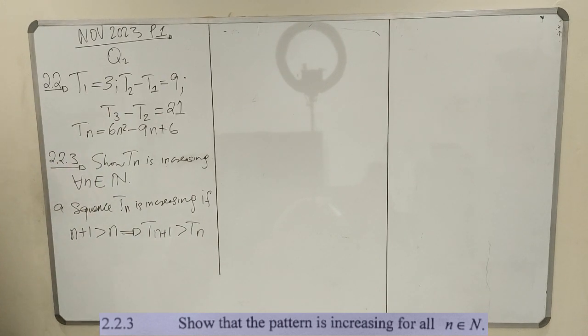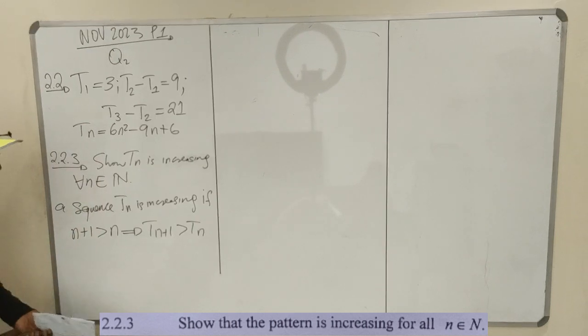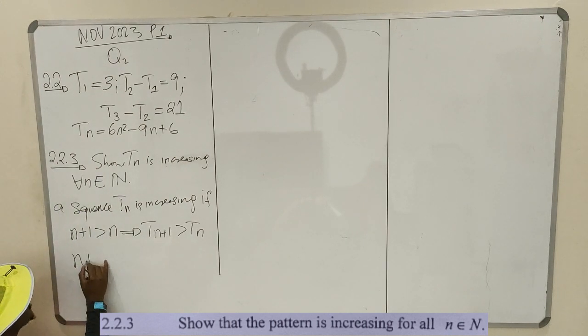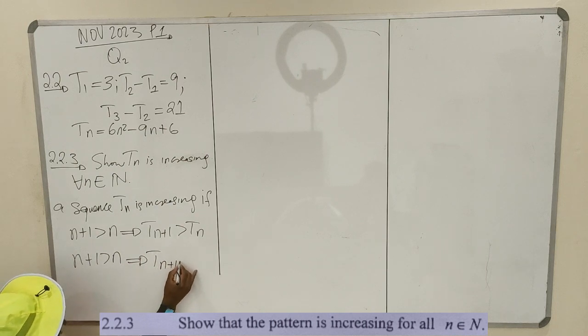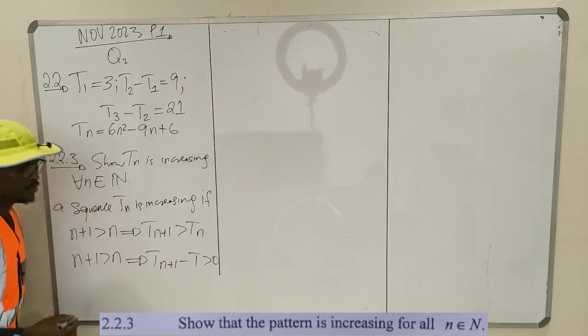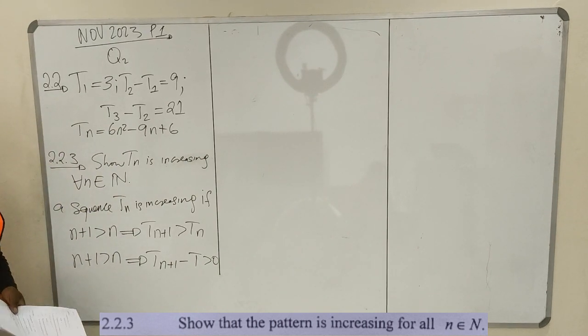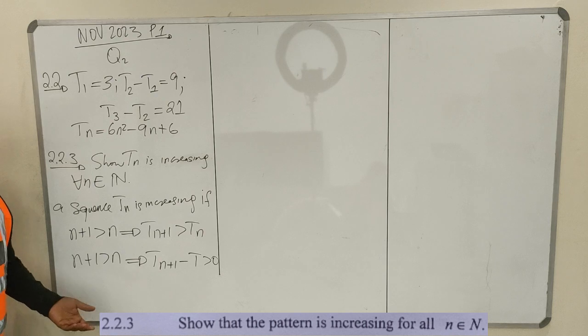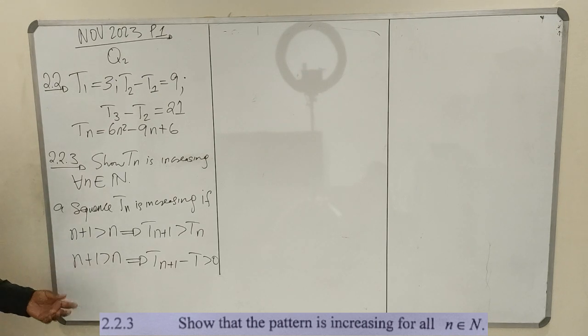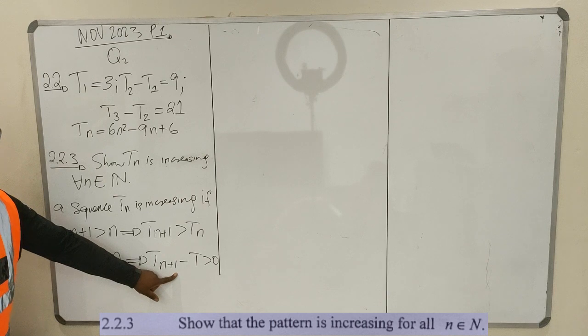In simple terms, what we're trying to say is a sequence is increasing if n plus 1 greater than n implies that Tn plus 1 minus Tn, the difference between two consecutive terms, is greater than 0. This is what it means for a sequence to be increasing. So now, if we want to show that our sequence is increasing, we must show that the difference between two consecutive terms is greater than 0.